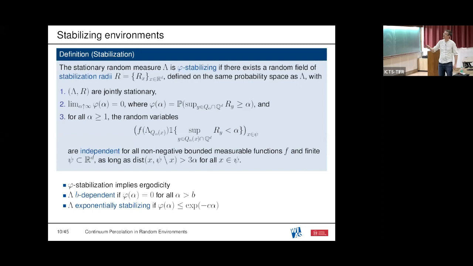And if this event happens, and I consider my environment in a box around this X, and these boxes are far away from each other, then this family is independent. This is a bit heavy to understand, but maybe if I make an example, it becomes more clear. Before I make an example, strong forms of stabilization are R-dependence, where this has probability zero already for alpha larger than R, or exponential stabilization, where this probability goes to zero exponentially fast.